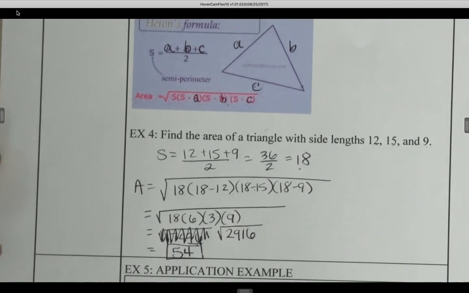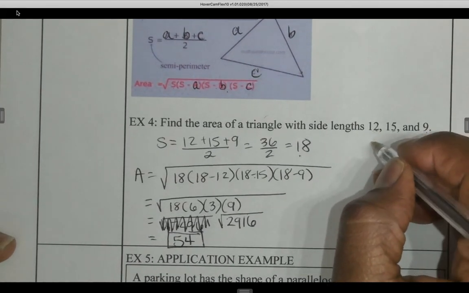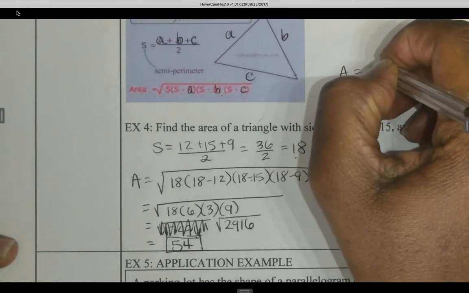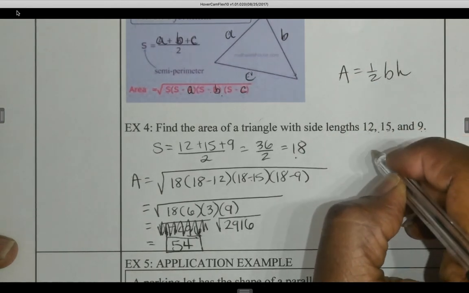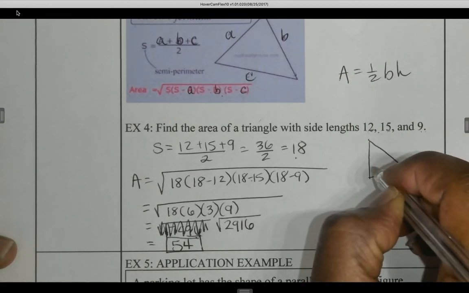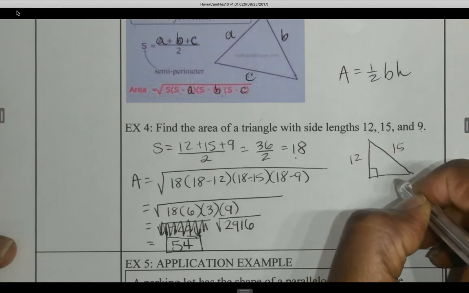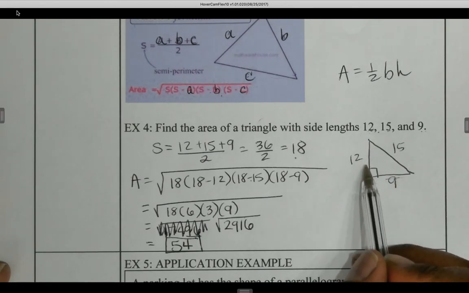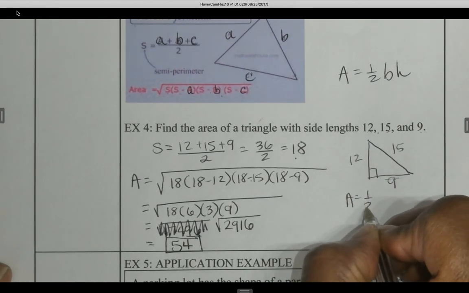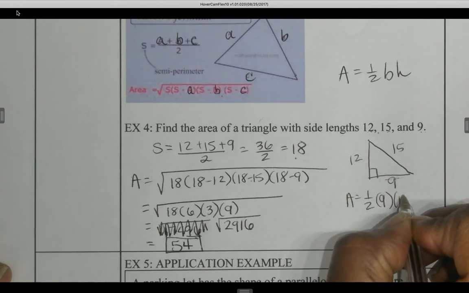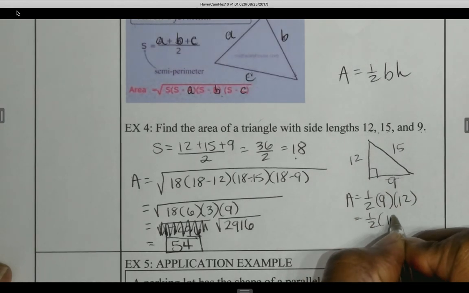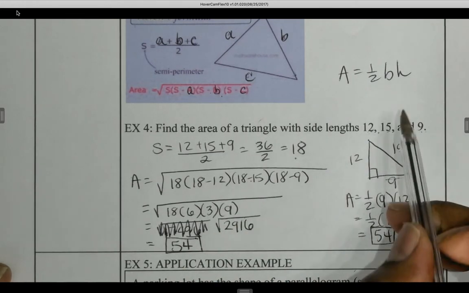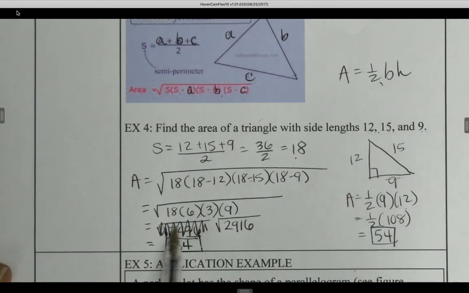Now, I don't have to use this formula if I have enough information for area equals 1/2 base times height. If I have this triangle and know that it's a right triangle, with 15 here, and 12 and 9, I could have just said, oh, this is a right triangle. I have the base, I have the height. Our normal formula, area is 1/2 the base times the height, which is 1/2 of 108, and half of 108 is 54.